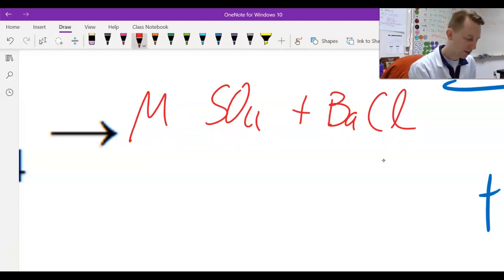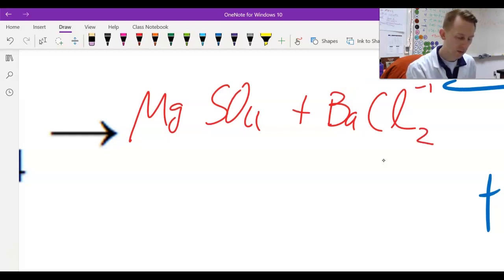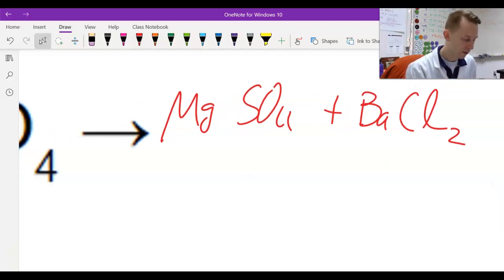And that's good. Now we just have to double check to make sure the charges are good, and then we're done. So Ba is a 2+, chlorine is a -1, so the chlorine would become a subscript of a 2, and then magnesium sulfate I think is good as is. Yes, this one's a -2, this one's a +2, so then it'd just be magnesium sulfate like that.